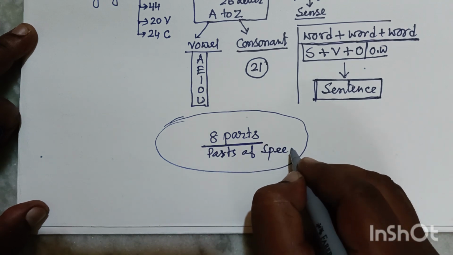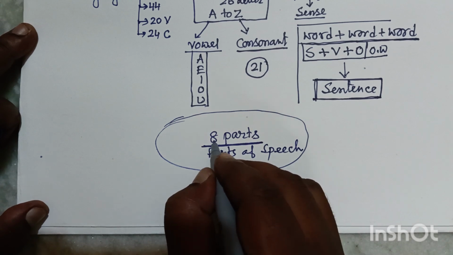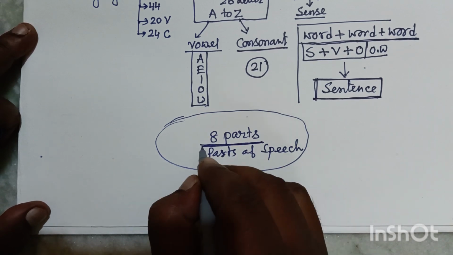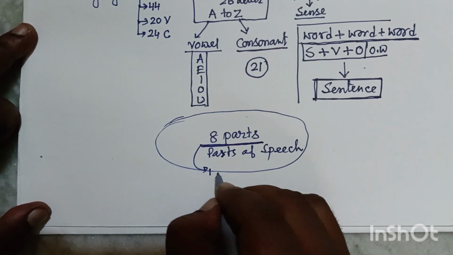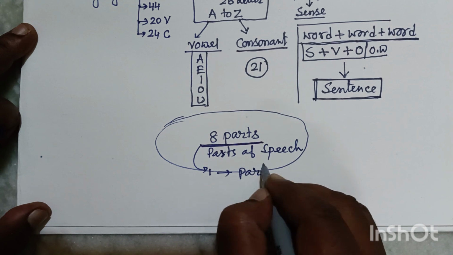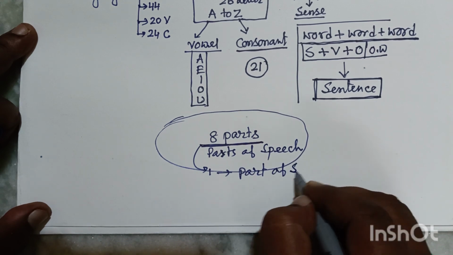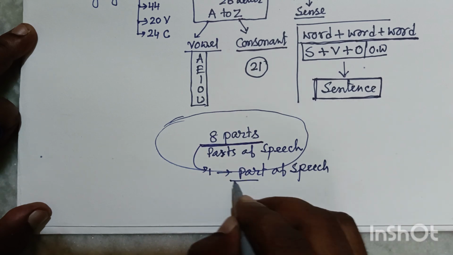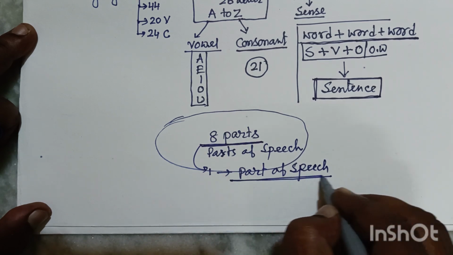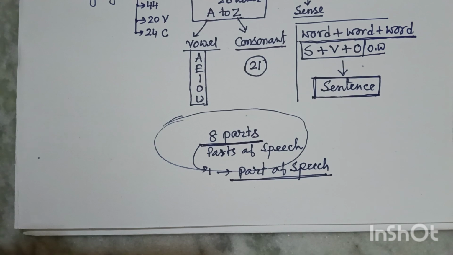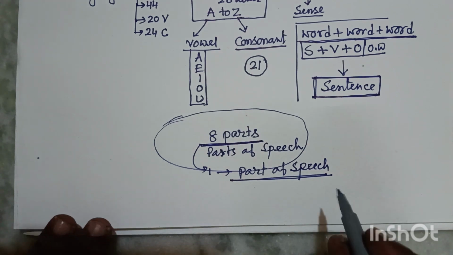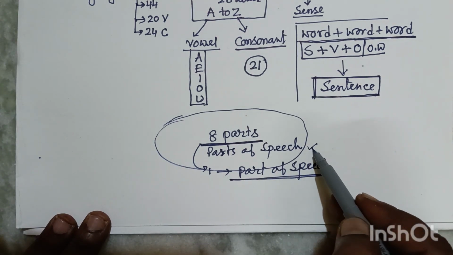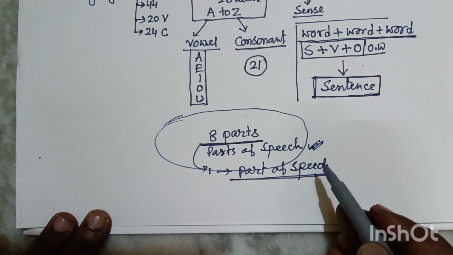And each of the parts, suppose there are 8 parts, each part, suppose part 1, is called a part of speech. In this way, every part or each part is called a part of speech, and in this way they have entirely divided the words, and we have to know these parts of speech in this video.